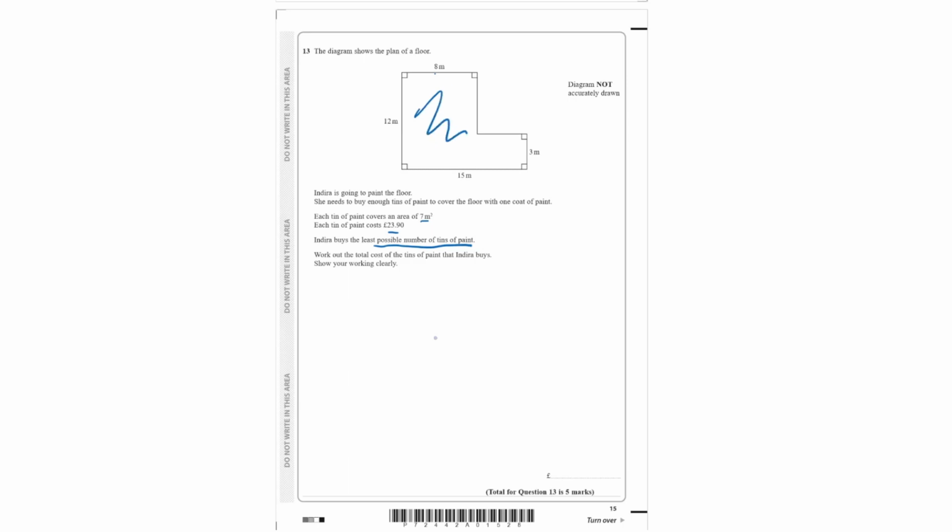Firstly, if we're able to find the whole area, divide it by 7, and multiply by 23.9, we can then find the total value of the paint she needs. So firstly, we can see that this shape is comprised of two rectangles, but this side is not given. We can see that 15 minus 8 will give us that size. 15 minus 8 is equal to 7.